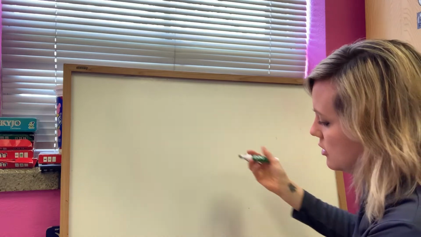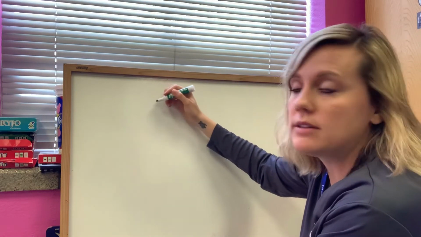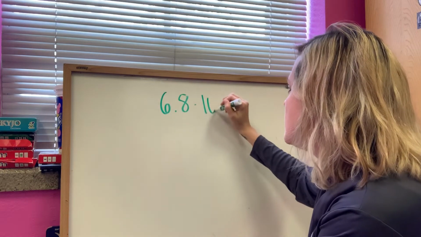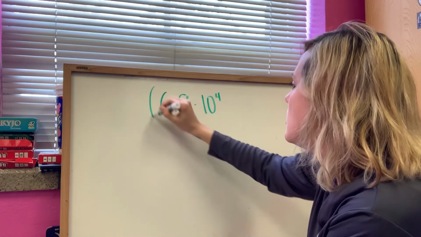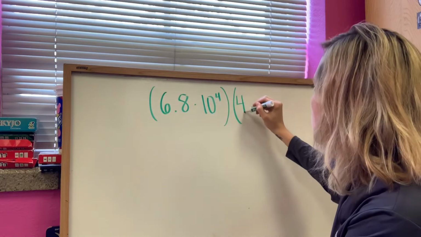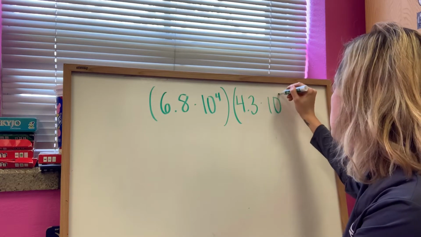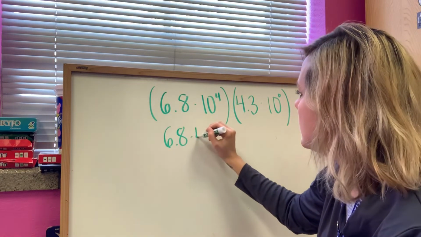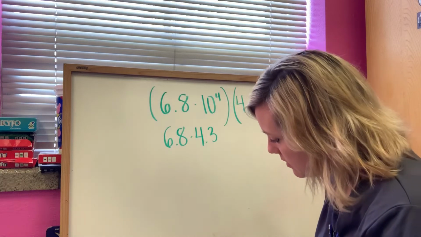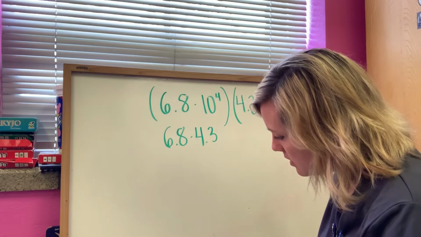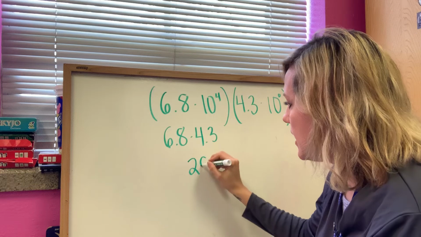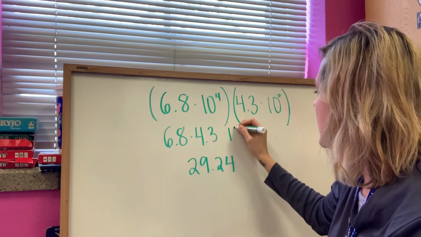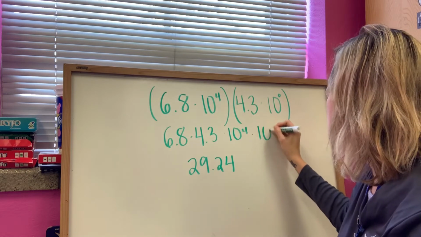Let's do one more example and then I'm going to throw in some negatives. 6.8 times 10 to the 4th and 4.3 times 10 to the 0. Okay, so I'm going to rearrange it and do 6.8 times 4.3. And that is 29.24.